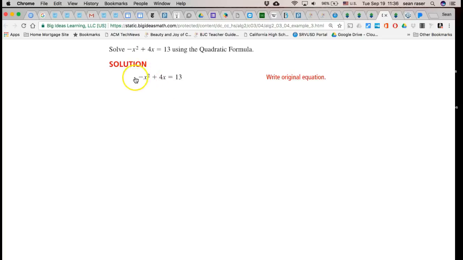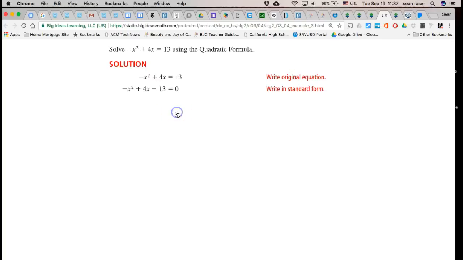So we just have to be careful that the negative will become part of our a value when we go ahead and figure out our a, b, and c terms. So go ahead and put this into standard form right now. And when you put it in standard form, you should get negative x squared plus 4x minus 13. And our a, b, and c values: remember the negative and the 1, even though there's no number, this is 1x squared. So it's negative 1 for a, 4 for b, and negative 13 for c.